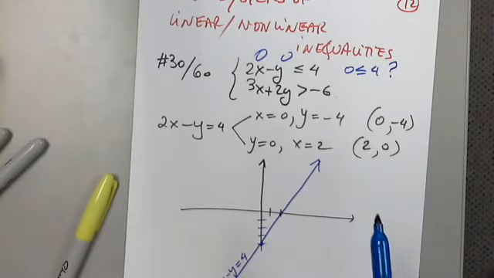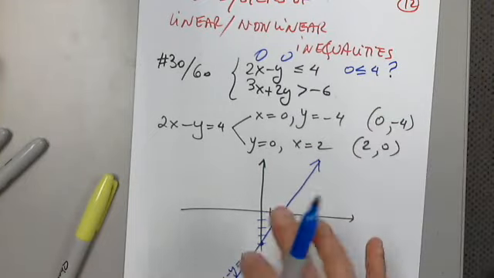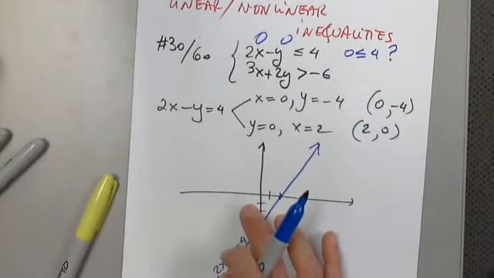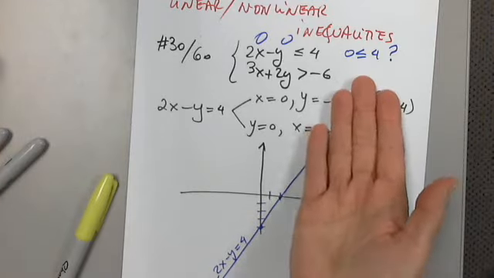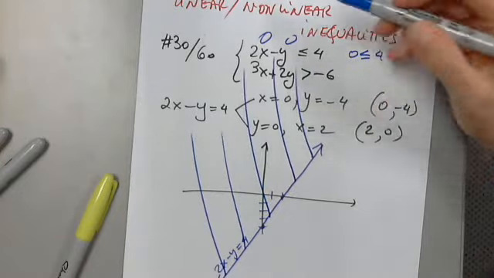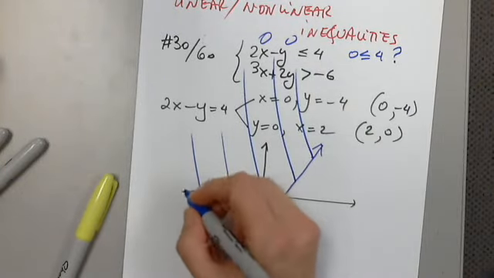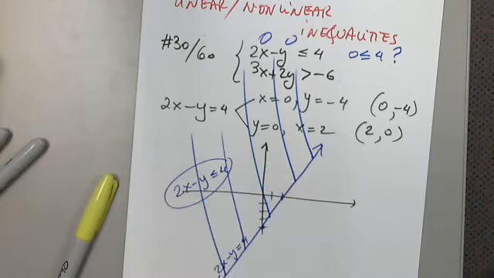If you say true, I will shade in the area that has 0, 0. If you say no, with 0, 0 you get a false statement, then I'm going to shade in the opposite. So is it a yes? Is this a true statement? It is. So I will have to shade in that area. This represents solutions to 2x minus y less than or equal to 4, including points on the line.